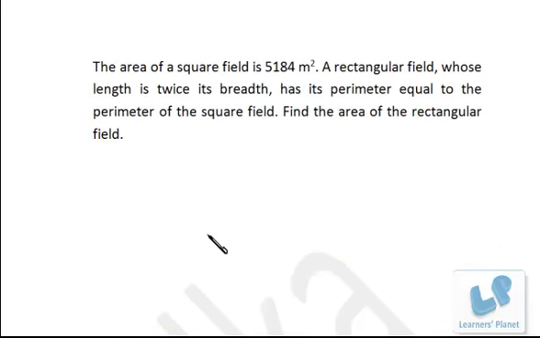Now friends, let's try this question. The area of a square field is 5184 meters square. A rectangular field whose length is twice its breadth has its perimeter equal to the perimeter of the square field. Find the area of the rectangular field. Now the area of the square field is given, that's 5184. Suppose the side of the square is s. That means s square is 5184, so s will be the square root of 5184.